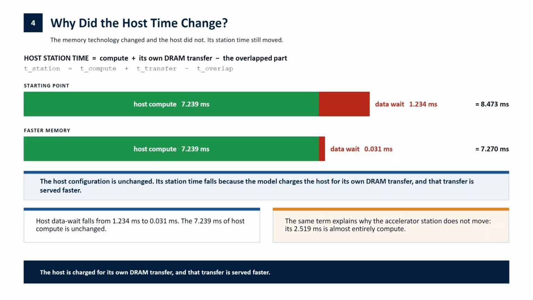The same decomposition also explains why the accelerator station does not change. Its 2.519 milliseconds is dominated by computation, with very little waiting time. As a result, changing the memory leaves that value essentially unchanged. This example illustrates why components in PPACT Studio should not be interpreted as completely independent numbers. At the system level, changing one component can affect the service time of another station.